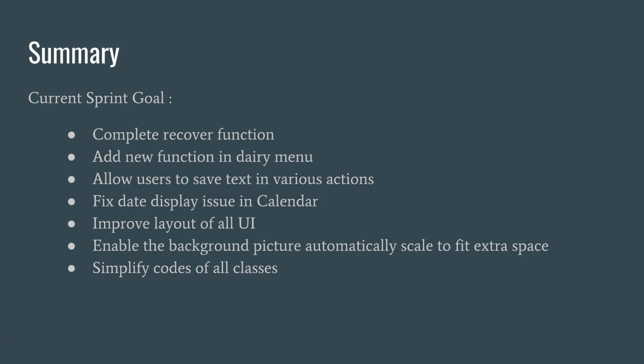Another thing is I fixed the date display issue in the calendar panel, which means in the beginning the date of the month would show extra days. Say if it's April, it shows 31 days, or if it's February, it also shows 31 days. So I fixed it in this sprint.